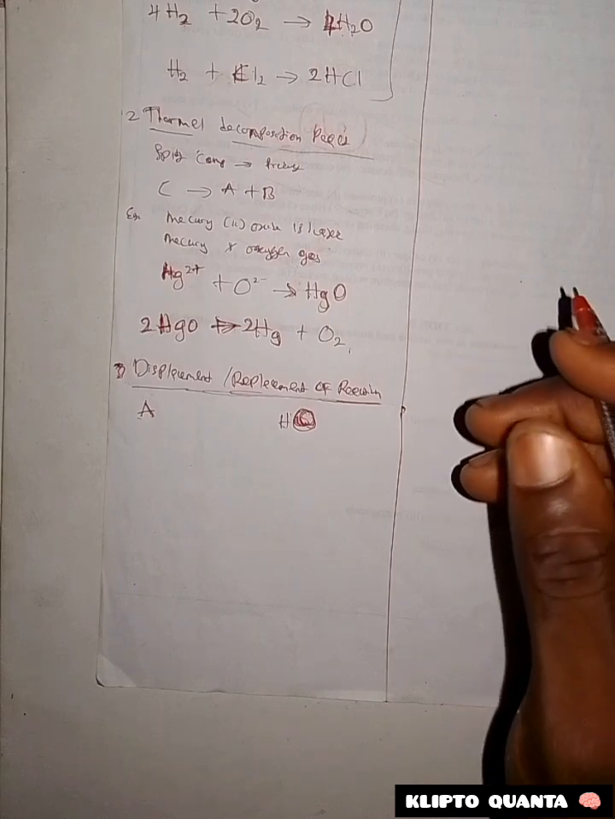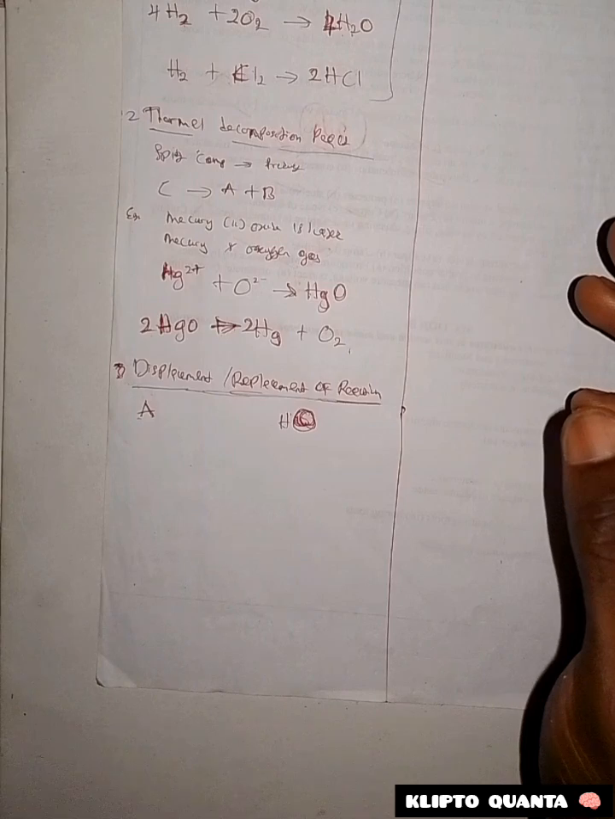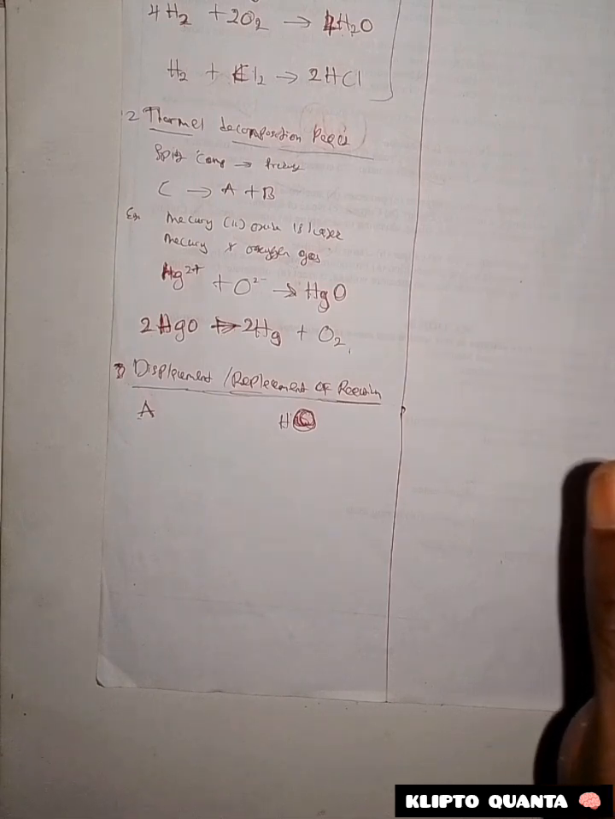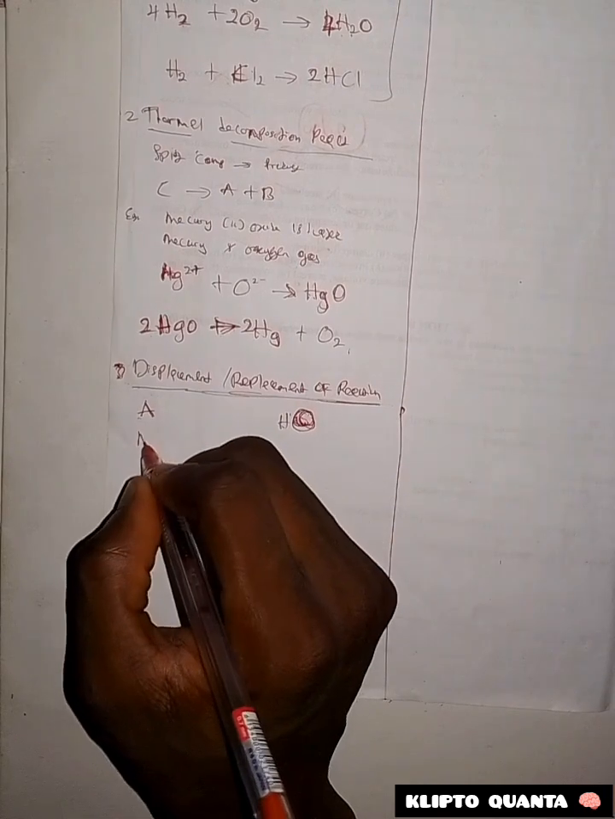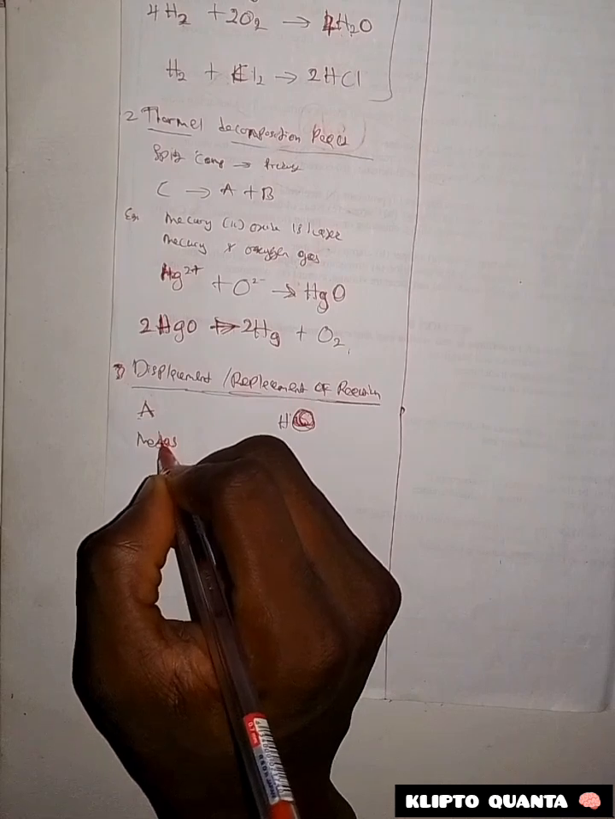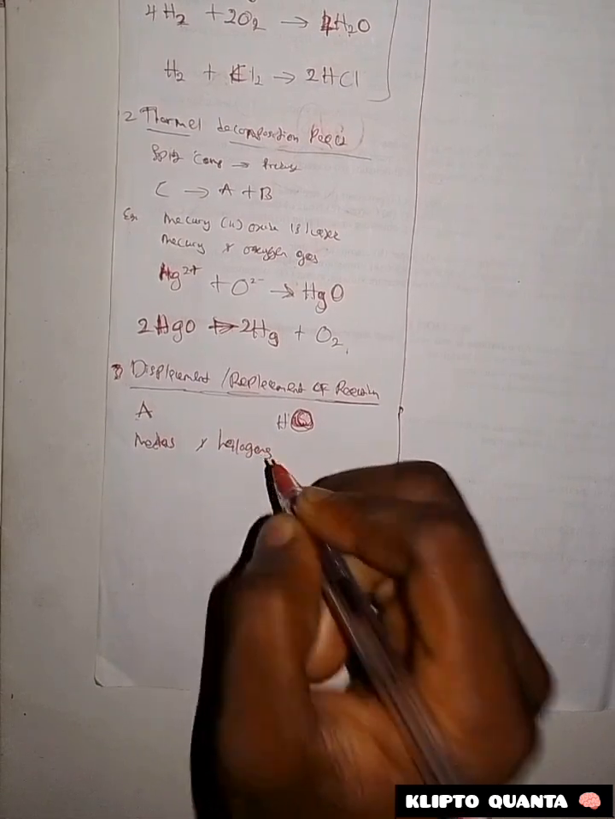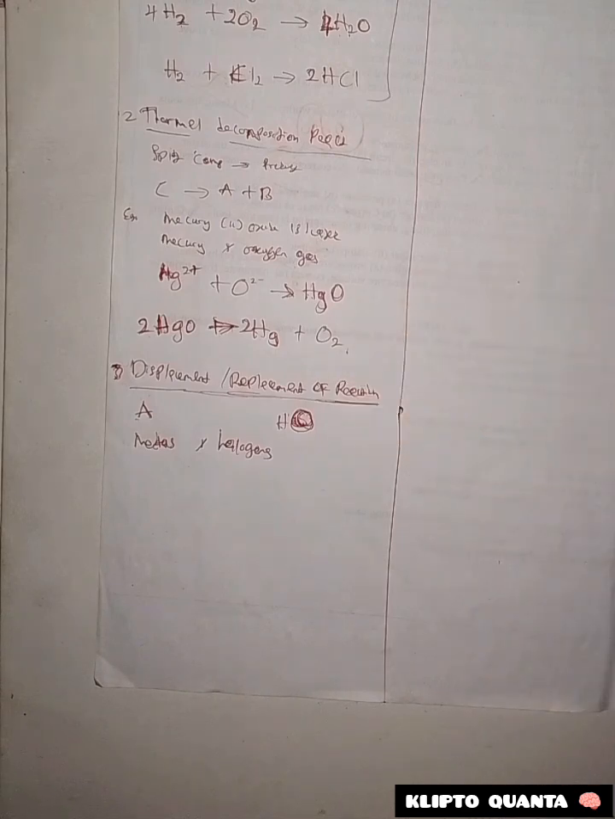Mainly when you talk about displacement reaction, before you can understand it, you have to understand the arrangement of metals. It talks about metals and non-metals, let's just classify them as metals and halogens. It talks about metals and halogens. Are you getting what I'm saying? So that is how they react with themselves.